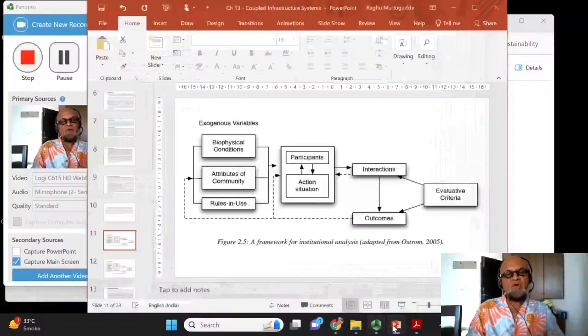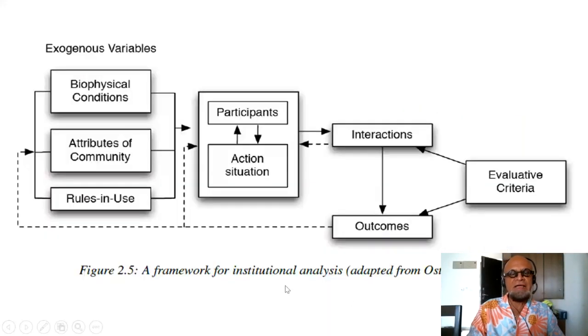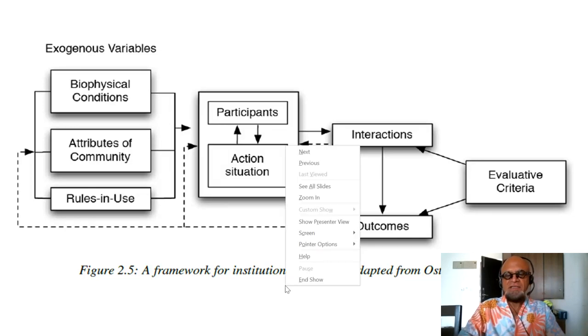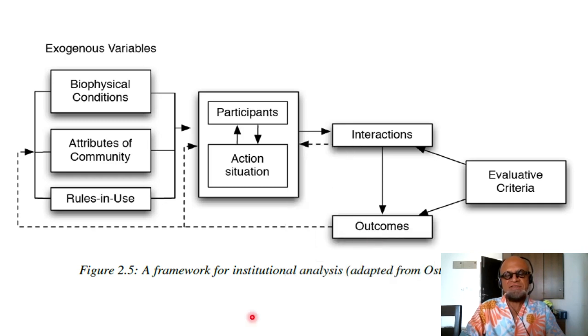Okay, so as promised, here is our institutional analysis and development to be applied to coupled infrastructure systems that we are discussing in this chapter. What we saw in chapter 2 was the framework for institutional analysis, and IAD is what we always talk about, institutional analysis and development. It's something that you have to get an intuitive sense for. So we talked about exogenous variables that determine eventually the outcomes and the evaluation criteria.